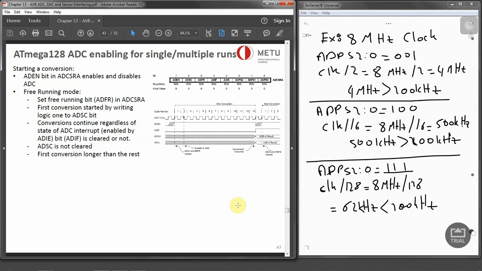So if we are in the free running mode, we can set it with the ADFR, as we already said. It starts the conversion and it can perform consecutive conversions without checking the flag. So it keeps converting and converting without checking the flag, and generally the first conversion is longer than the rest. So these are the 2 modes that we have got in ADC.